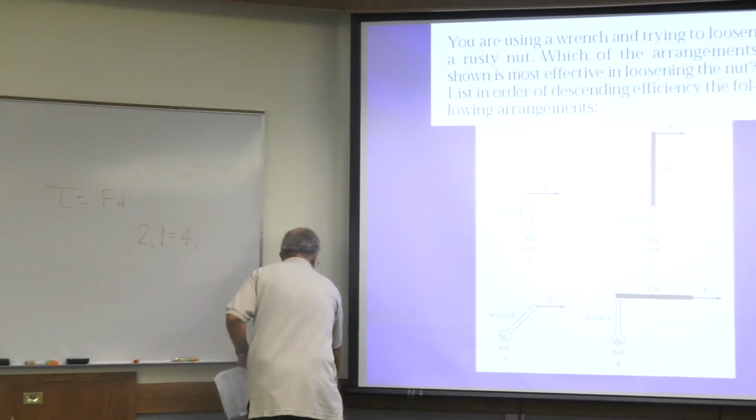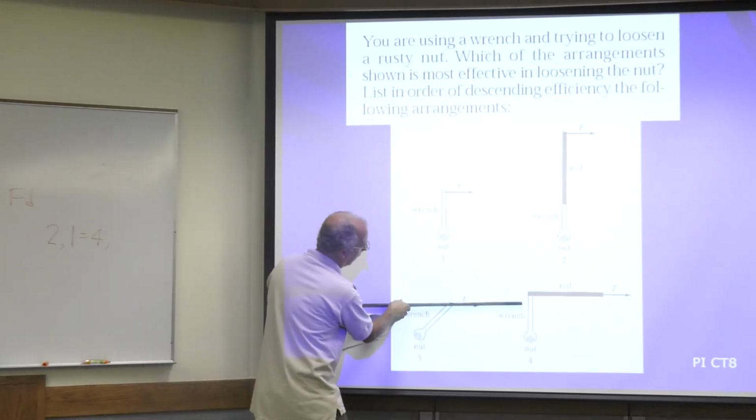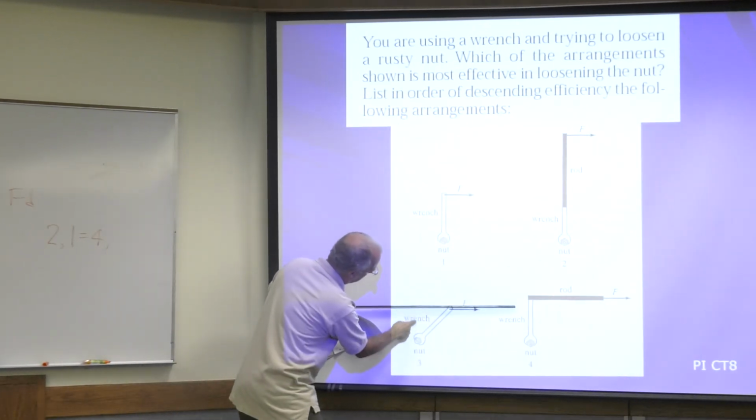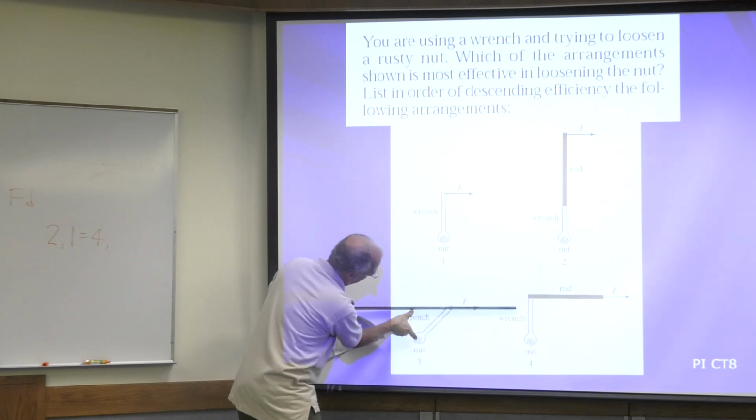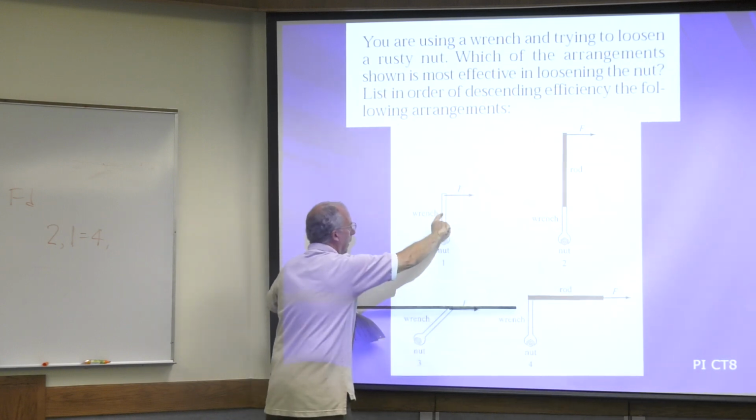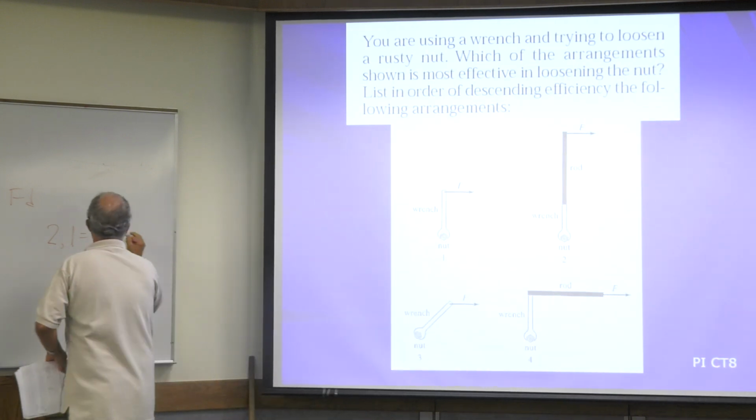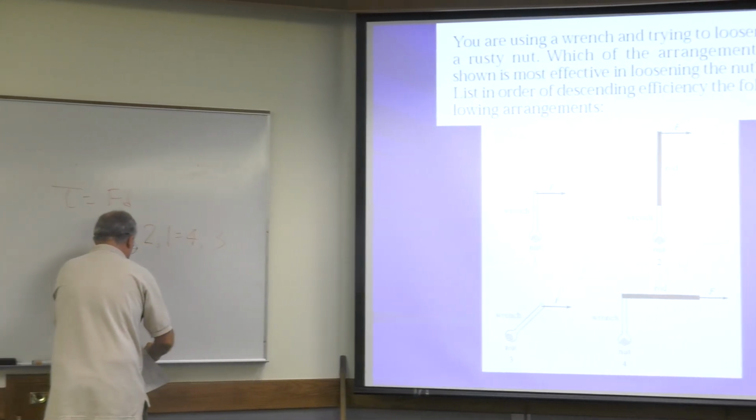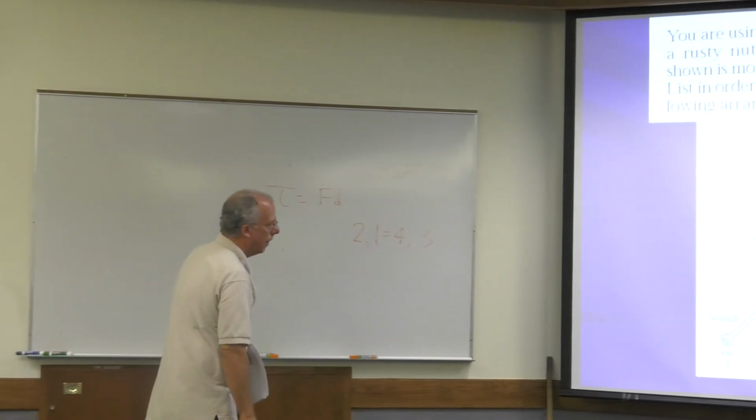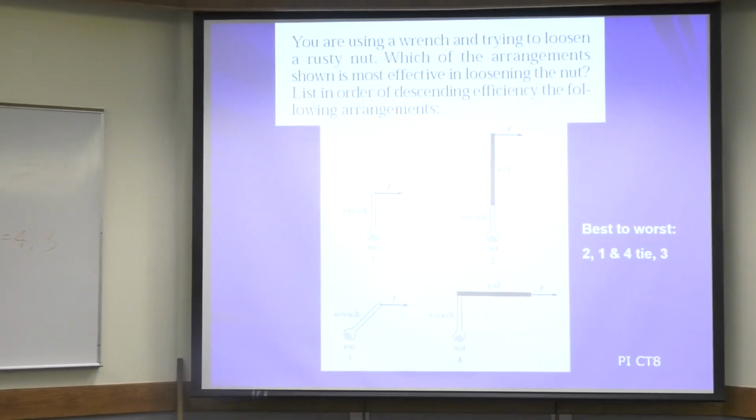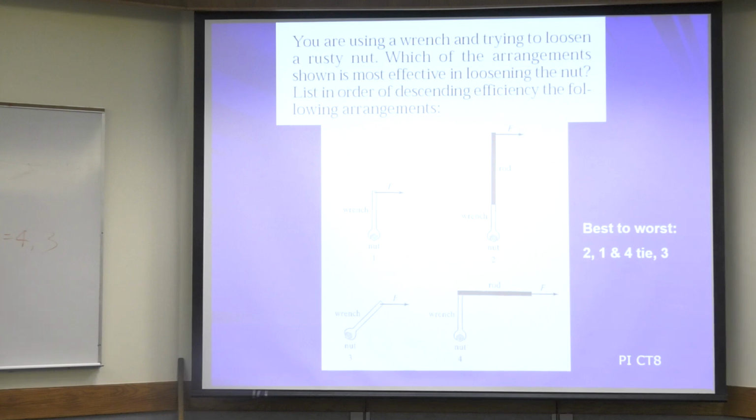Why is it last? Because here's the force line. So this would be the lever arm. And this lever arm is certainly shorter than this one, right? So this is the worst. So there it is. Right? So 2 wins, 1 is the same thing as 4, and then 3 is the worst. Make sure you know that.